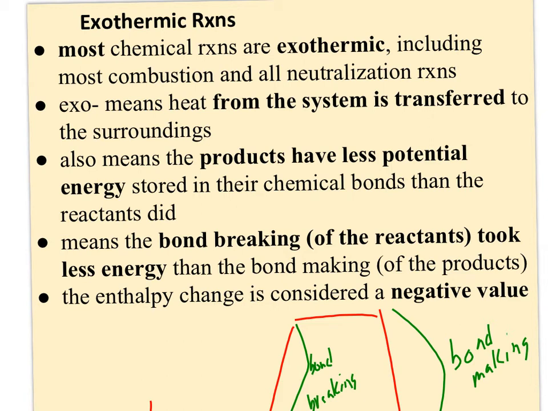So let's look at exothermic reactions. Most reactions are exothermic, including almost all combustion reactions and all neutralization reactions. And exothermic means heat from the system is transferred to the surroundings. This means the products have less potential energy stored in their chemical bonds than the reactants did. And it means the bond breaking took less energy than the bond making. Okay, so the enthalpy change is considered a negative value.